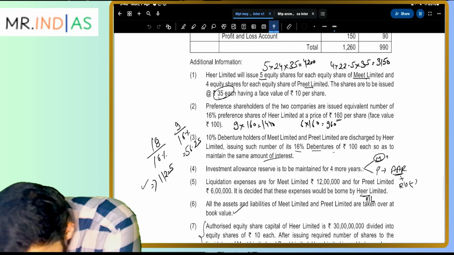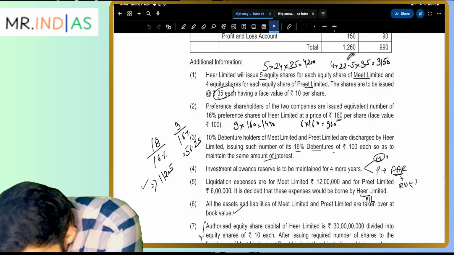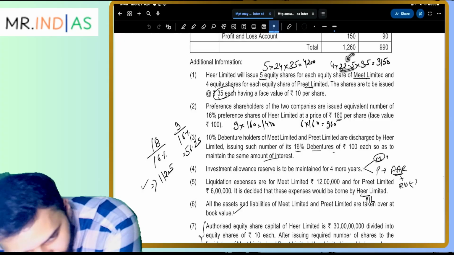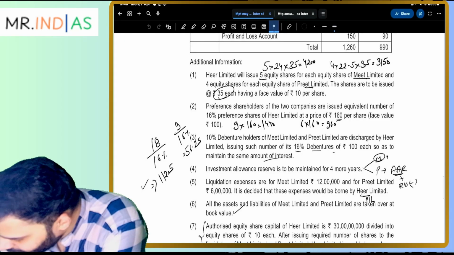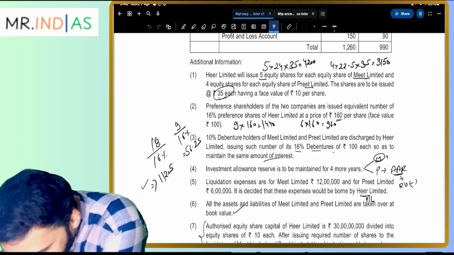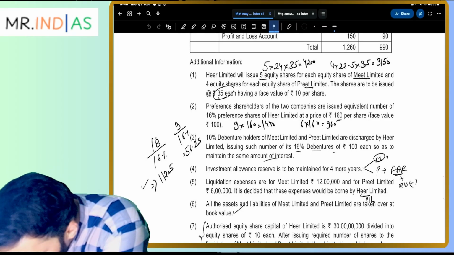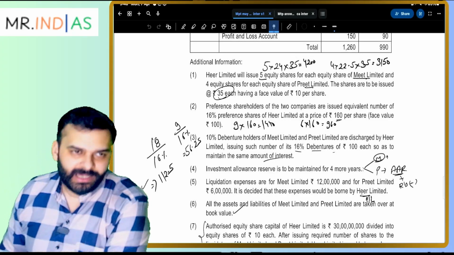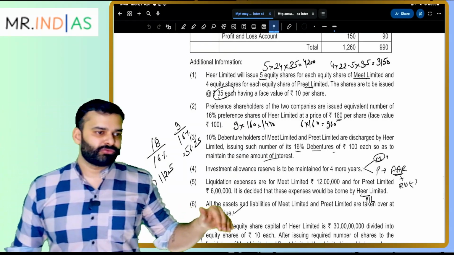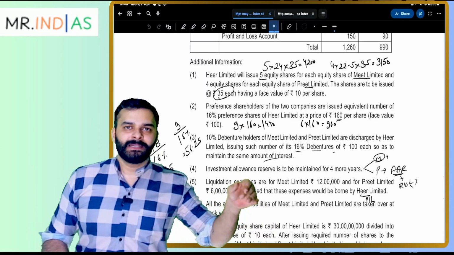And 4 equity shares for Preet. Preet has 22.5 shares outstanding, 4 issued for each. So number of shares would be 4 into 22.5, 90 shares will be issued to Preet at a price of 35, that is 3150. Since the price is 35 and par value is 10, 25 is your securities premium and 10 is your par value.